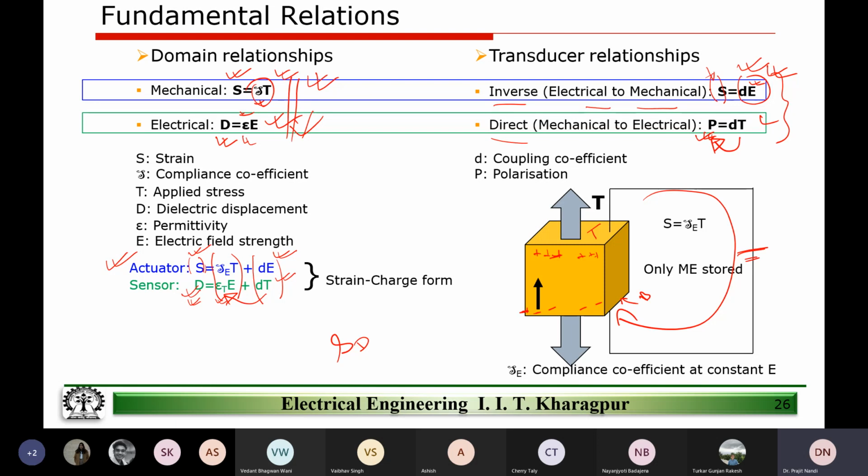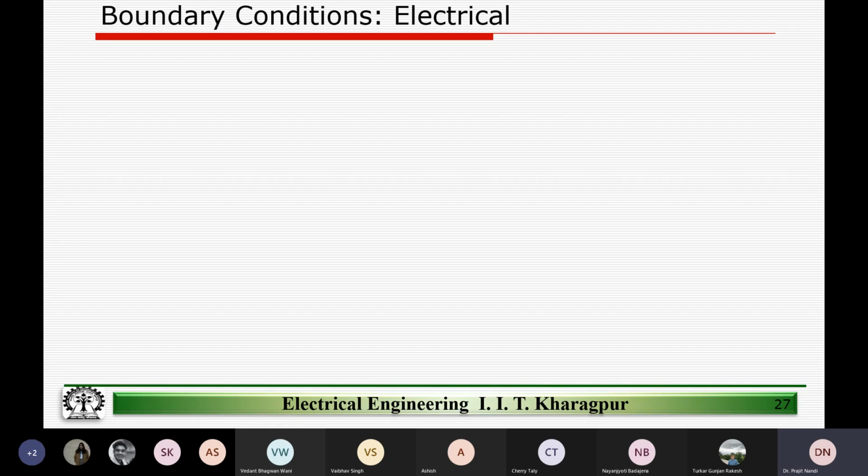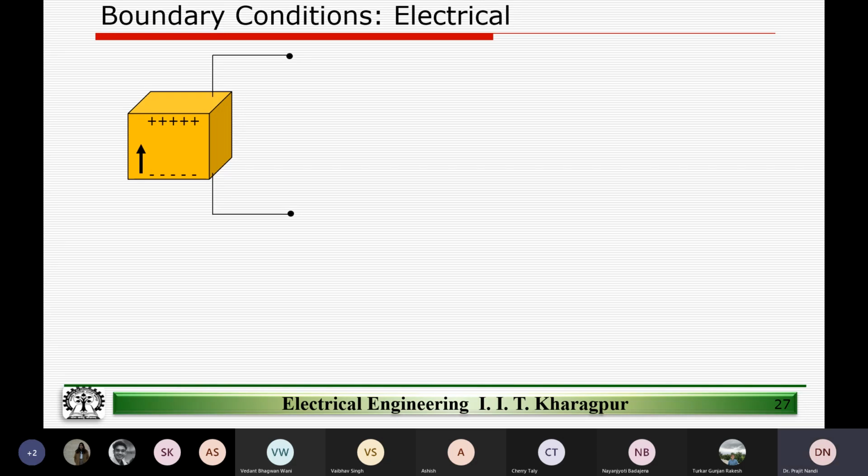So this is what we call boundary conditions, right? So let's look at the electrical boundary conditions. Here again, we'll look at electrical and mechanical both. We start with electrical. So we have this piezoelectric material. Again, this arrow is nothing but the poling direction. And as you can see, I just have two wires. They are open circuited. The terminals are open circuited.